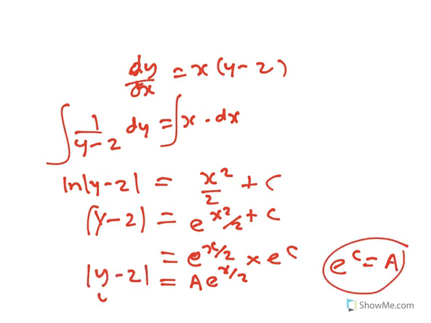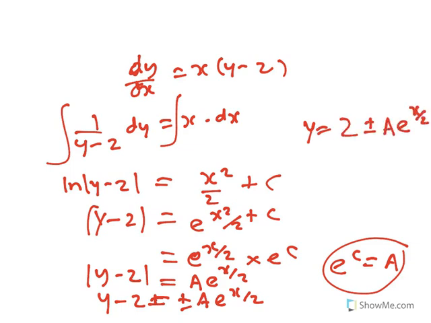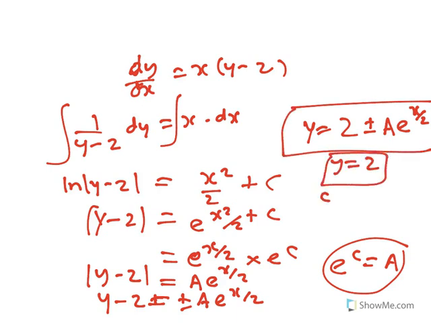Then y minus 2 equals that. So y minus 2 equals plus or minus A e to the x squared on 2. So y equals 2 plus or minus A e to the x squared on 2. And when y equals 2, that's your constant solution, which is also a solution. But this here is your solution to the differential.